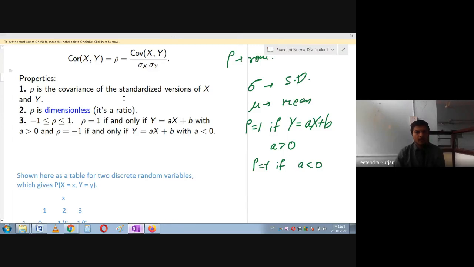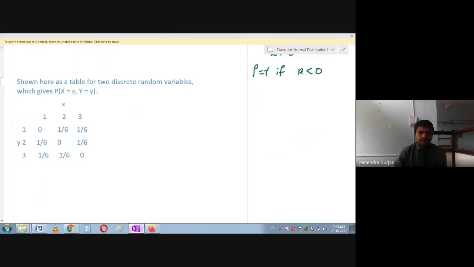It's very, very important. Next we come across this simple example shown here as a table for two discrete random variables. Two discrete random variables, you have to remember, this is the joint probability, this is covariance, this is correlation. So you can see with the given P of X equal to x, Y equal to y, or we just take this as P of xi comma yi. Please remember everything is the same.